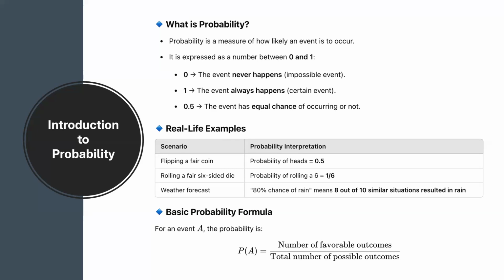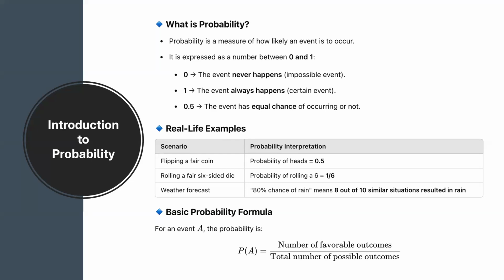Let's say the probability is 0.5. It means there are equal chances of occurring. Let's take the example of a coin, and we talk about head and tail. If I'm saying the probability of heads is 0.5, then it means equal chances are there for head and tails. We will talk in detail about how we calculate and quantify it, but let's be familiar with the terms.